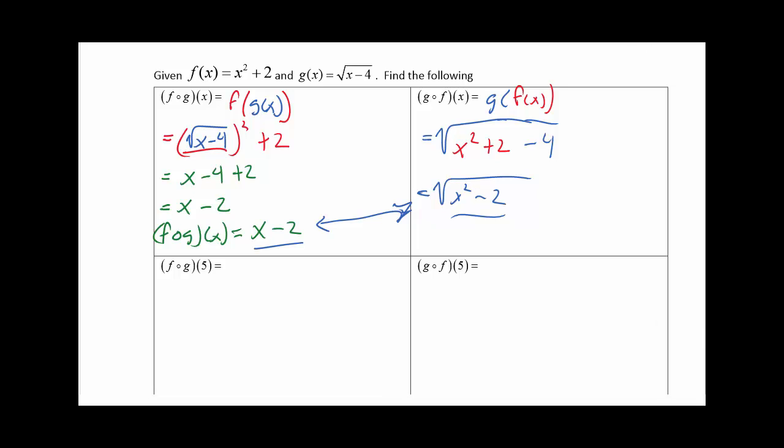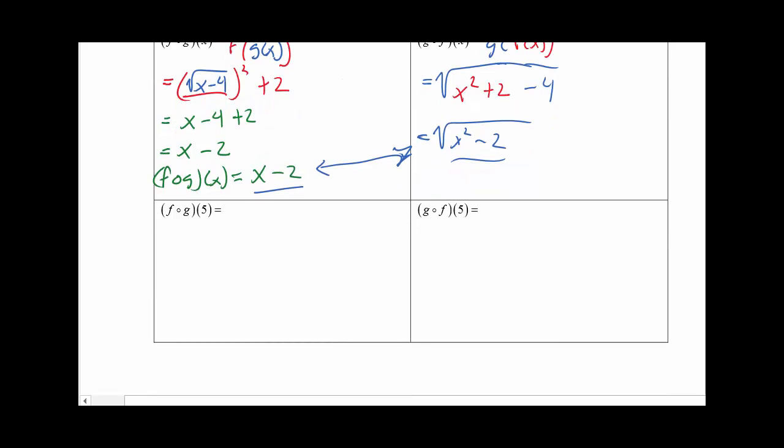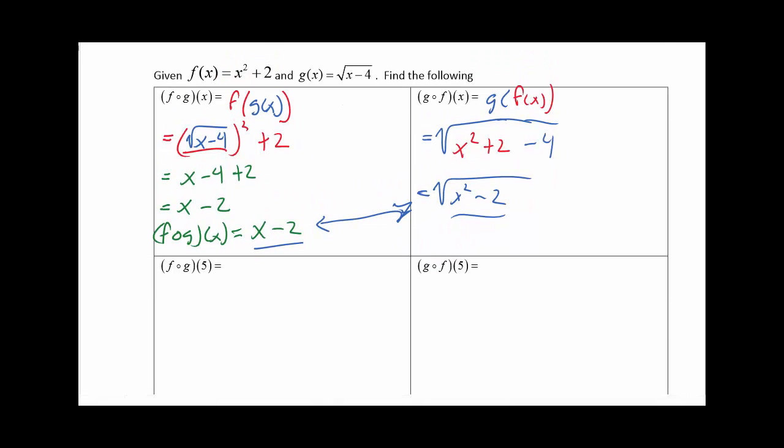All right, and we still have our two methods for evaluating numerical forms of this. So we'll go with method number 1, where I'm just going to use the composed equation. So that's something minus 2, which works out to be 3.